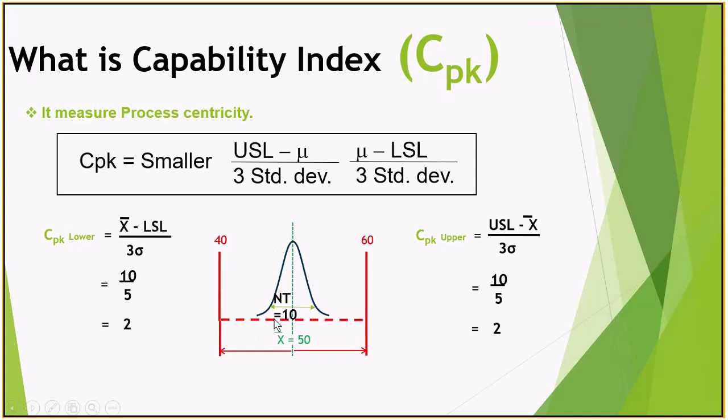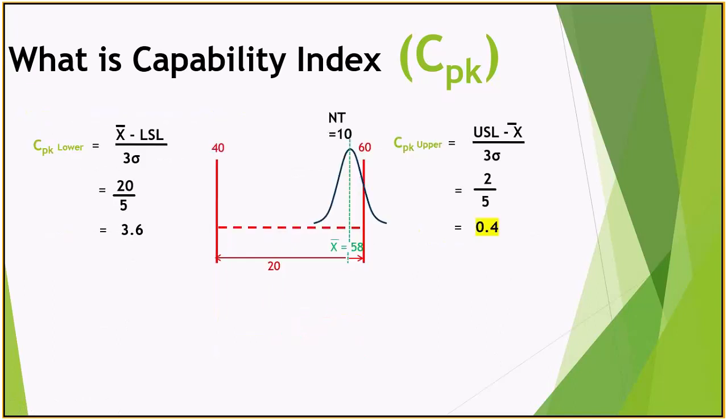Means your process is truly centered within the specification. And please also note that your CPK value is more than 1. So when your CPK value is more than 1, it means your process is capable. And when your CPK lower and upper are both the same, it means it is centered. Okay, now let me tell you the other example.